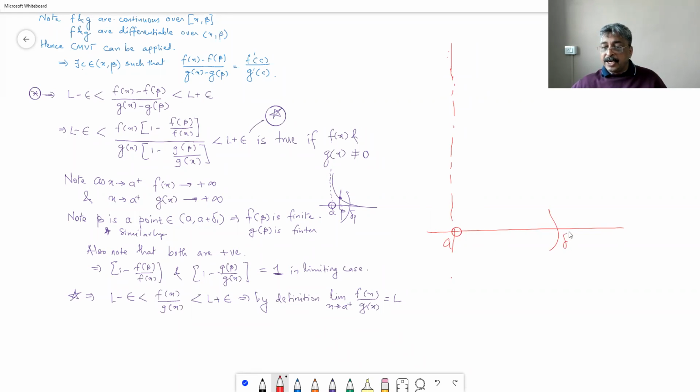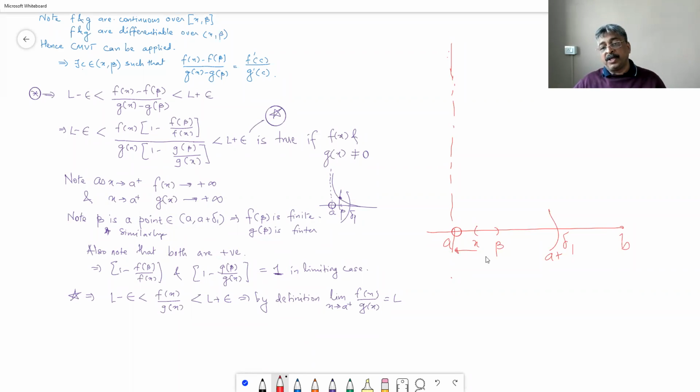Let us say this is your delta 1, a plus delta 1, not delta 1, this point, and b is somewhere here. Now you are choosing x and beta, and x is moving towards plus infinity. That is what is our condition.